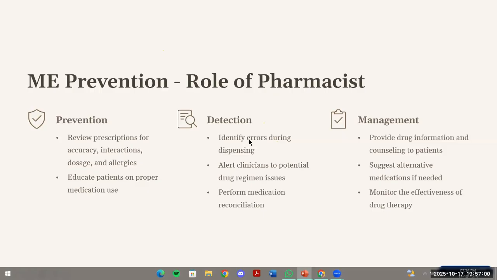So this is one aspect. But how can it be possible? By identifying the errors during the dispensing, alerting clinicians to potential drug regimen issues, or performing medication reconciliations. One of the pharmacist's major roles concerns high alert drugs, high risk drugs, and high emergency drugs. Everything we have discussed previously about errors needs to be handled properly from their point of view, with their knowledge enhancing it. Thereby they can manage the drug information, counsel the patient, and suggest the alternate medicine if needed, with the prescription of a doctor, with the prescription of a physician. That is a must. Monitor the effectiveness of the drug therapy. This is the role of a pharmacist towards the patient's care.